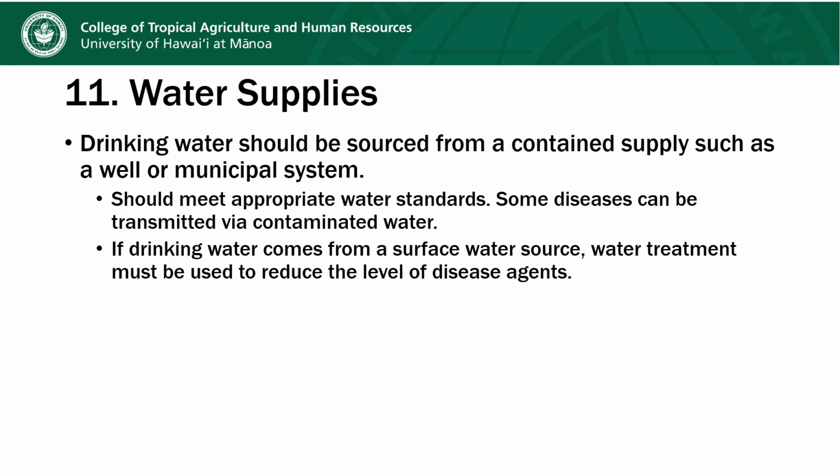Drinking water should be sourced from a contained supply such as a well or a municipal system. The water should meet appropriate water standards, and please note that some diseases can be transmitted via contaminated water. So if the drinking water comes from a surface water source, some type of water treatment must be used to reduce the level of disease agents.